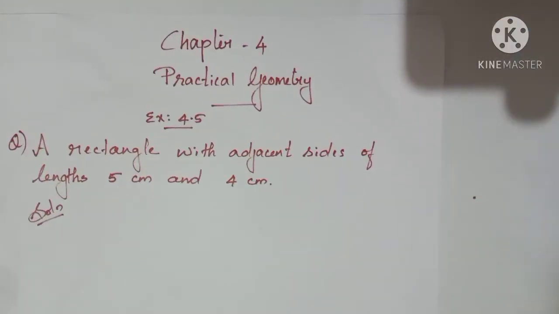Good morning, dear children. Today we are going to continue with chapter 4, practical geometry. Do you remember what topics we have learned in chapter 4? We have learned the four methods of how to construct a quadrilateral. When four sides and two diagonals are given, that is the first method. Second, when three sides and two diagonals are given, how will you construct? Then when three sides and two included angles are given, how will you construct a quadrilateral? These are some of the methods we have learned.